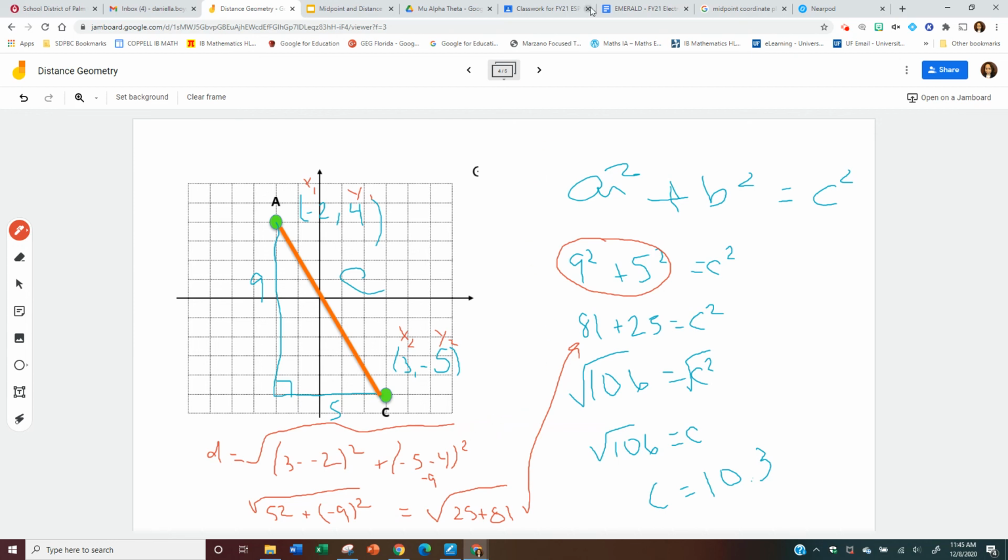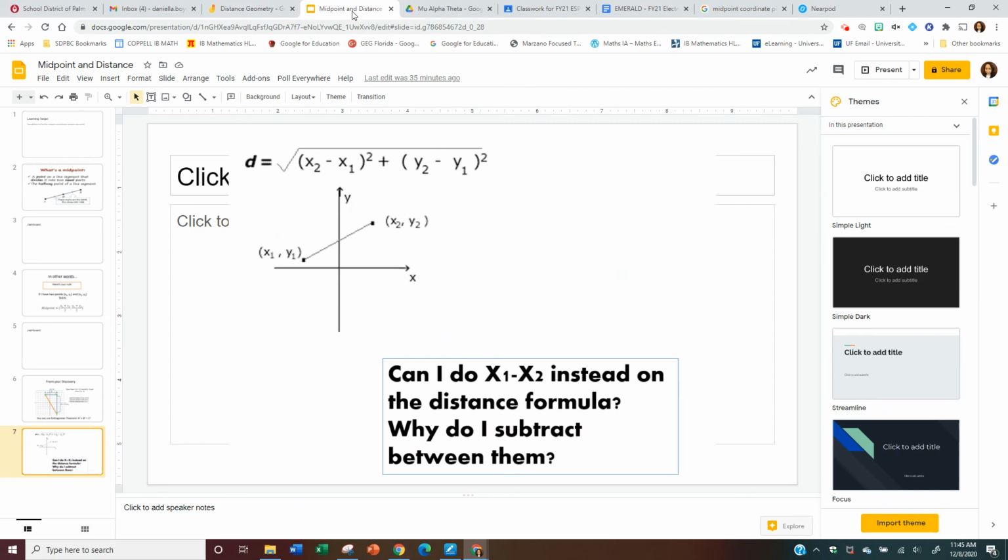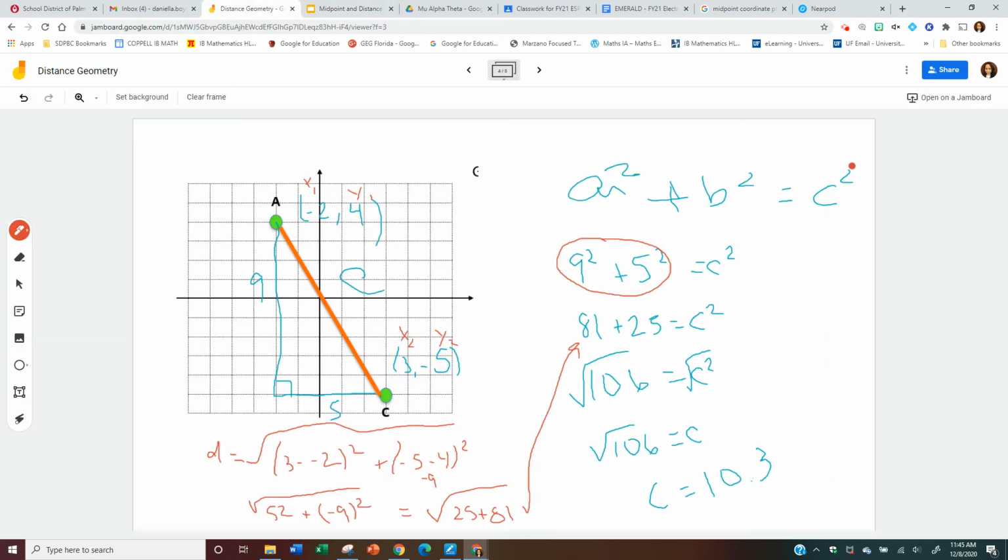Okay, so you can pick and choose what it is that you want to do. You can draw it out, or you can do the distance formula. Just make sure you're labeling correctly and that you are simplifying your final answer. Okay.